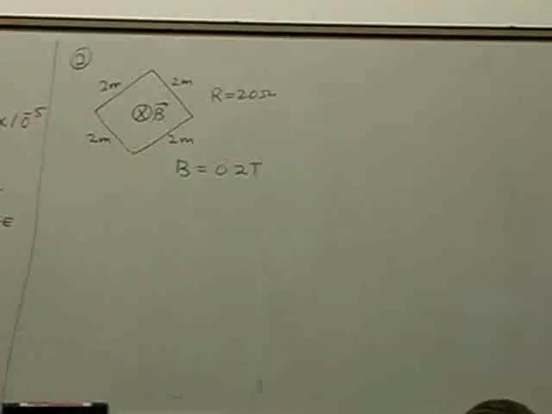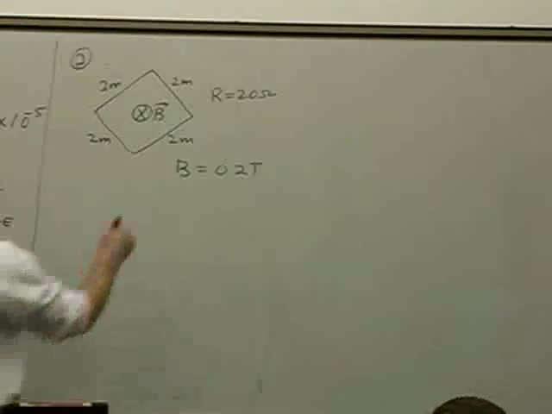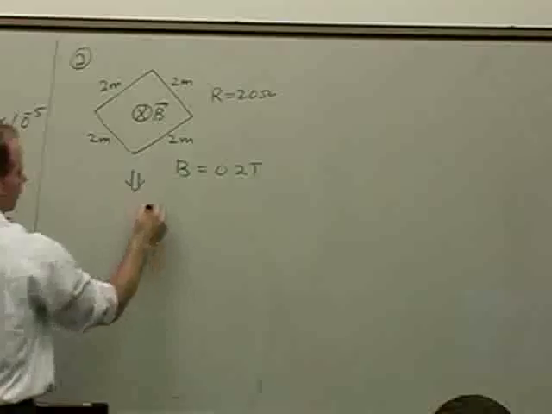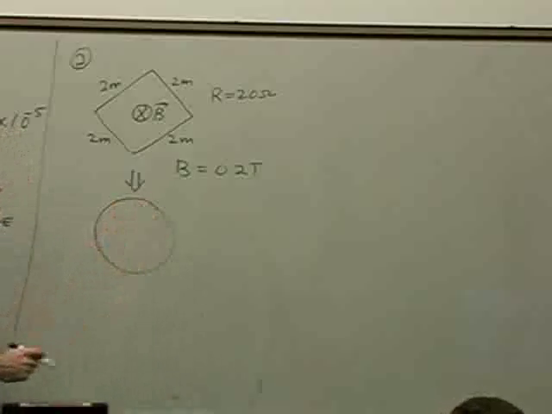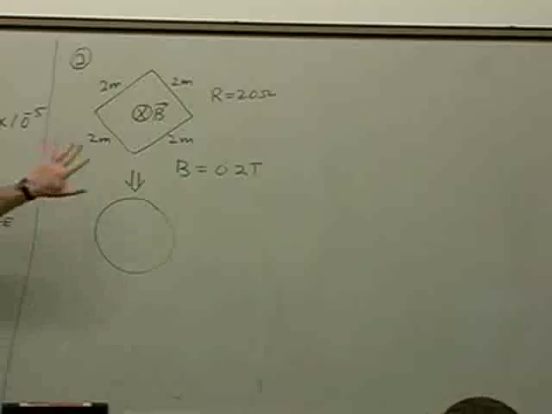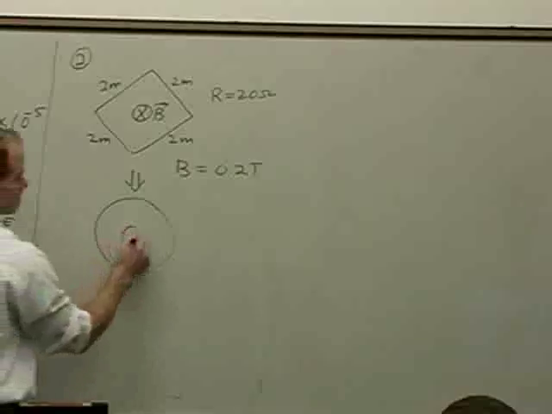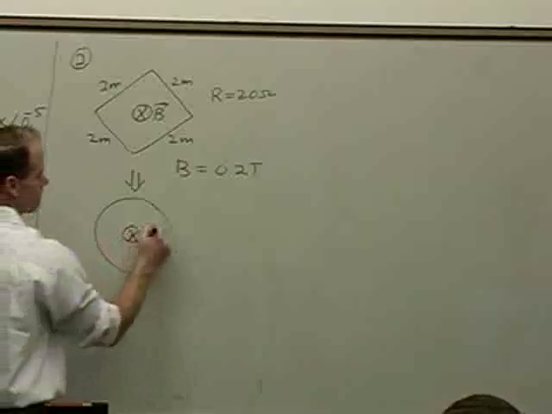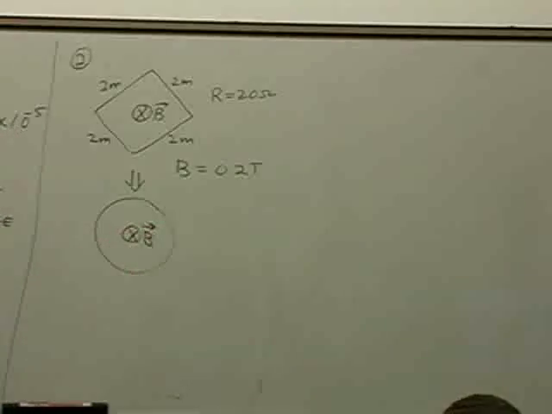And we're going to take this loop, and we're going to reshape it into a circle. We're just going to bend the wire into a circle, all the while being inside this magnetic field that's going into the board. And the question is, if we do that in 0.3 seconds, what kind of current will we generate?